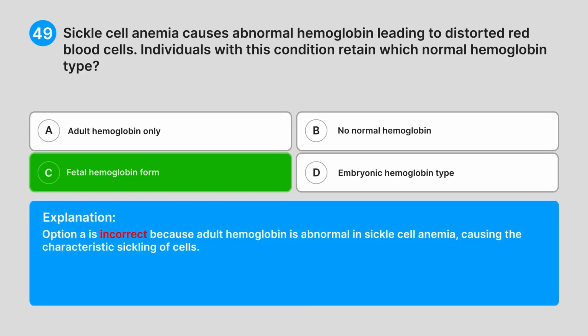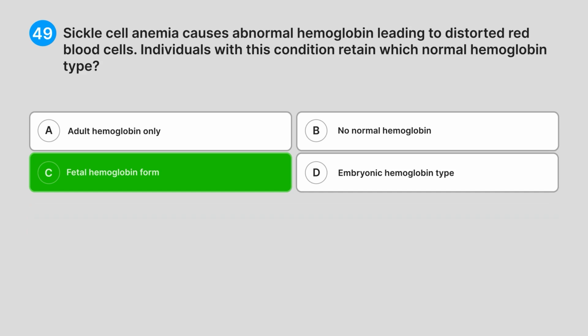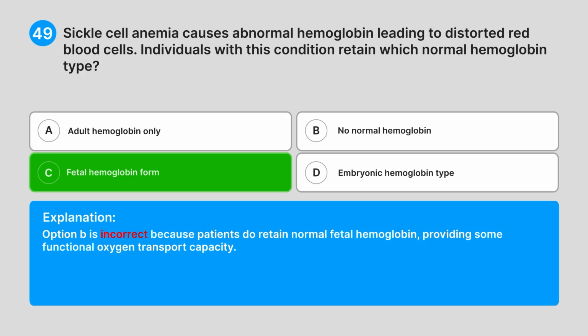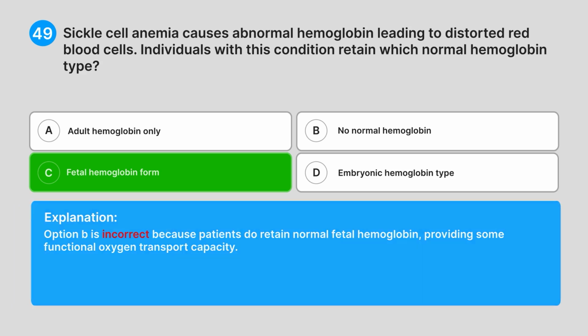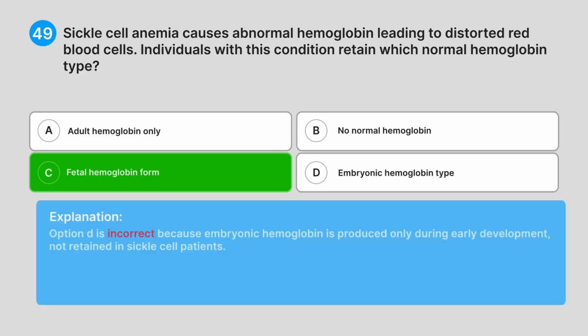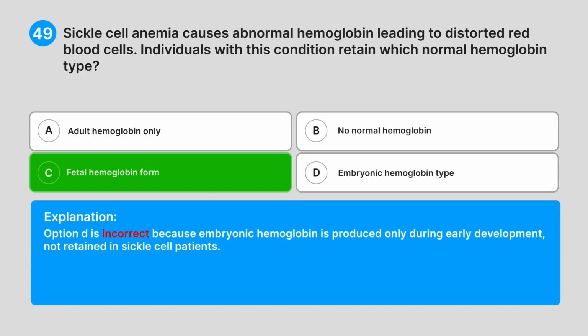Option A is incorrect because adult hemoglobin is abnormal in sickle cell anemia, causing the characteristic sickling of cells. Option B is incorrect because patients do retain normal fetal hemoglobin, providing some functional oxygen transport capacity. Option D is incorrect because embryonic hemoglobin is produced only during early development, not retained in sickle cell patients.